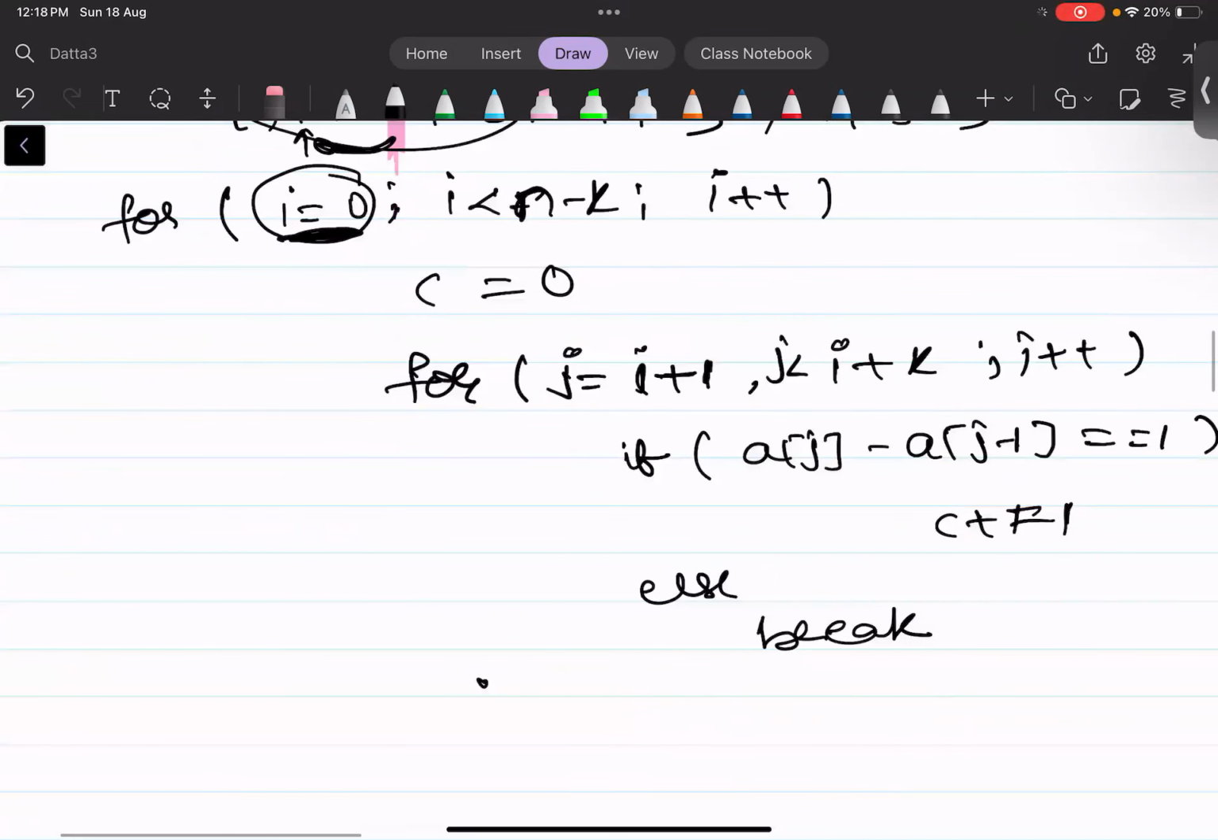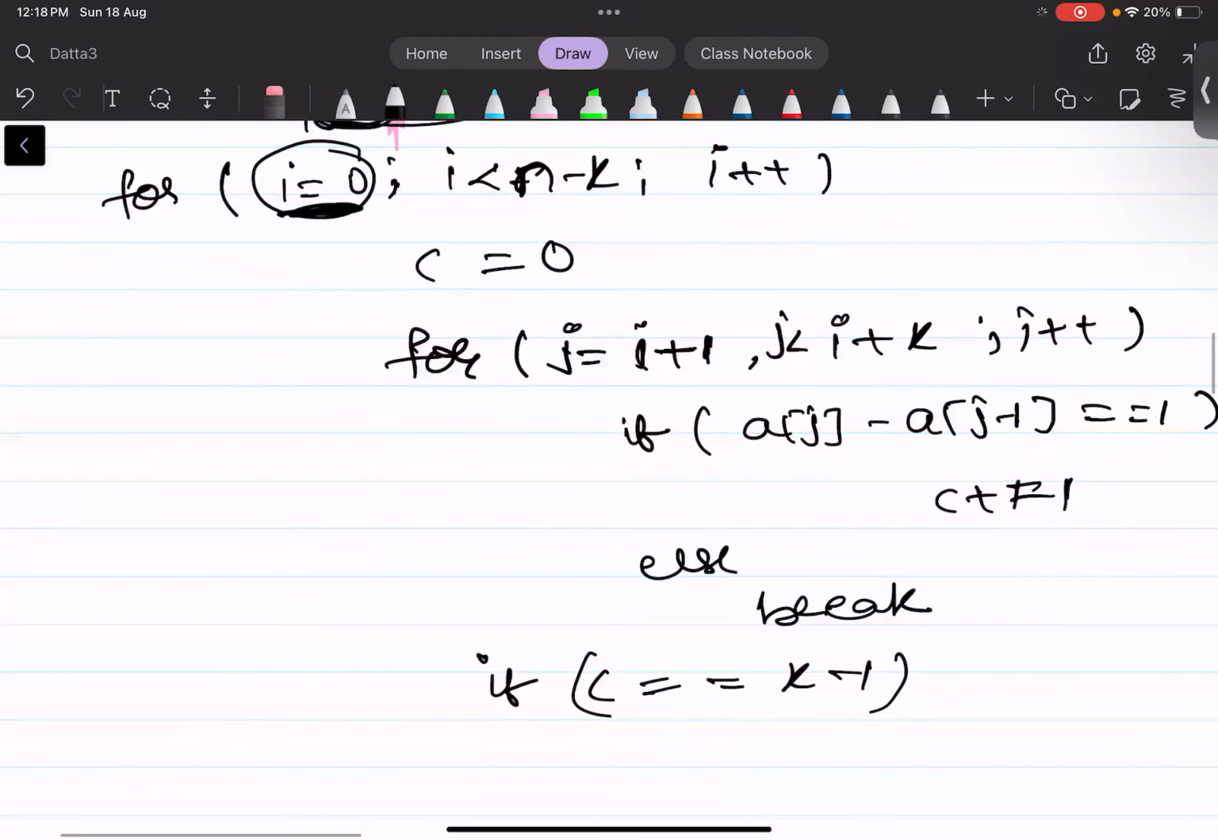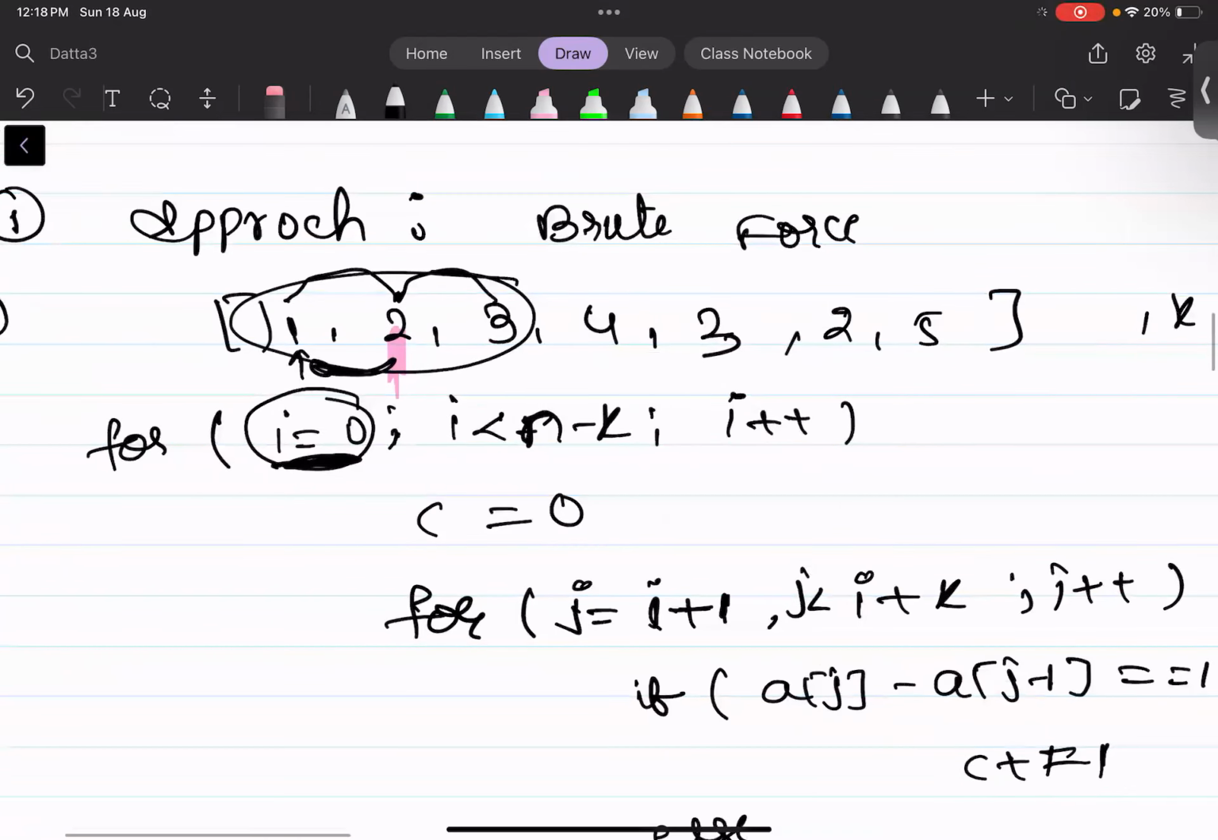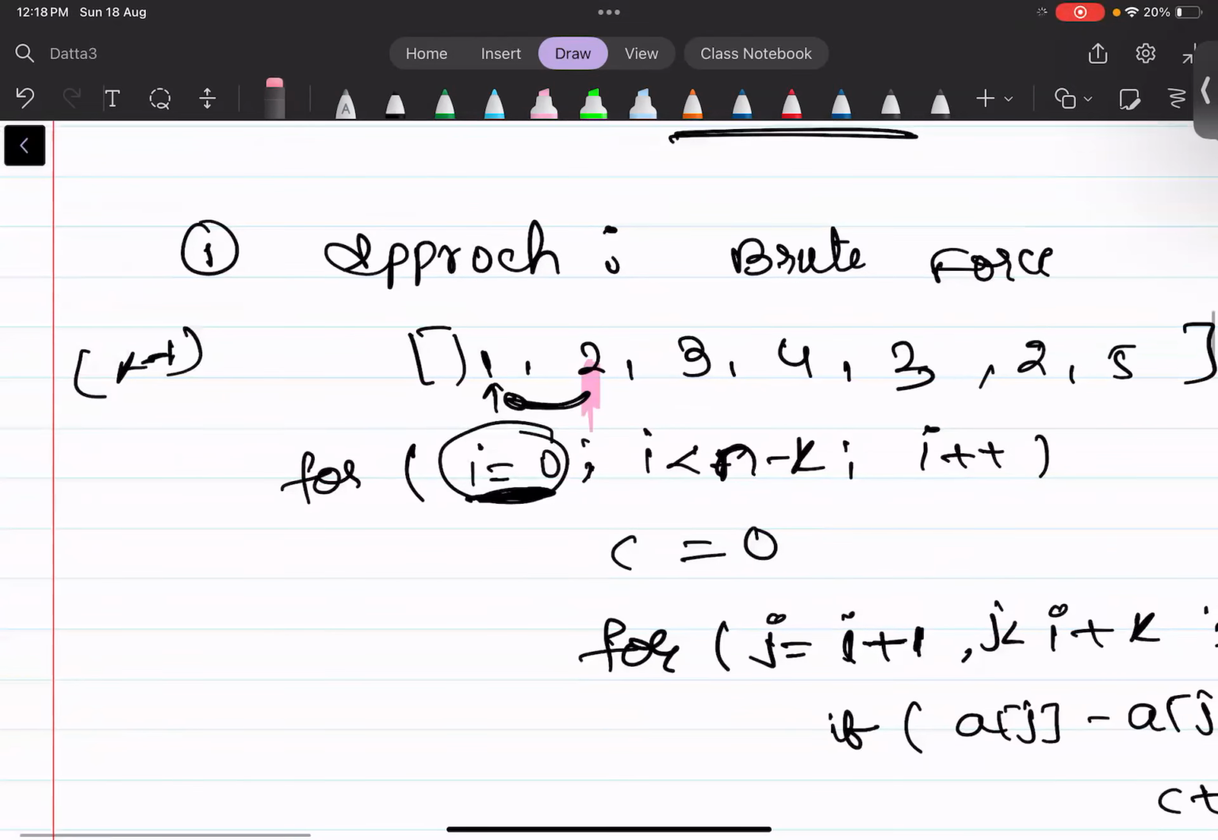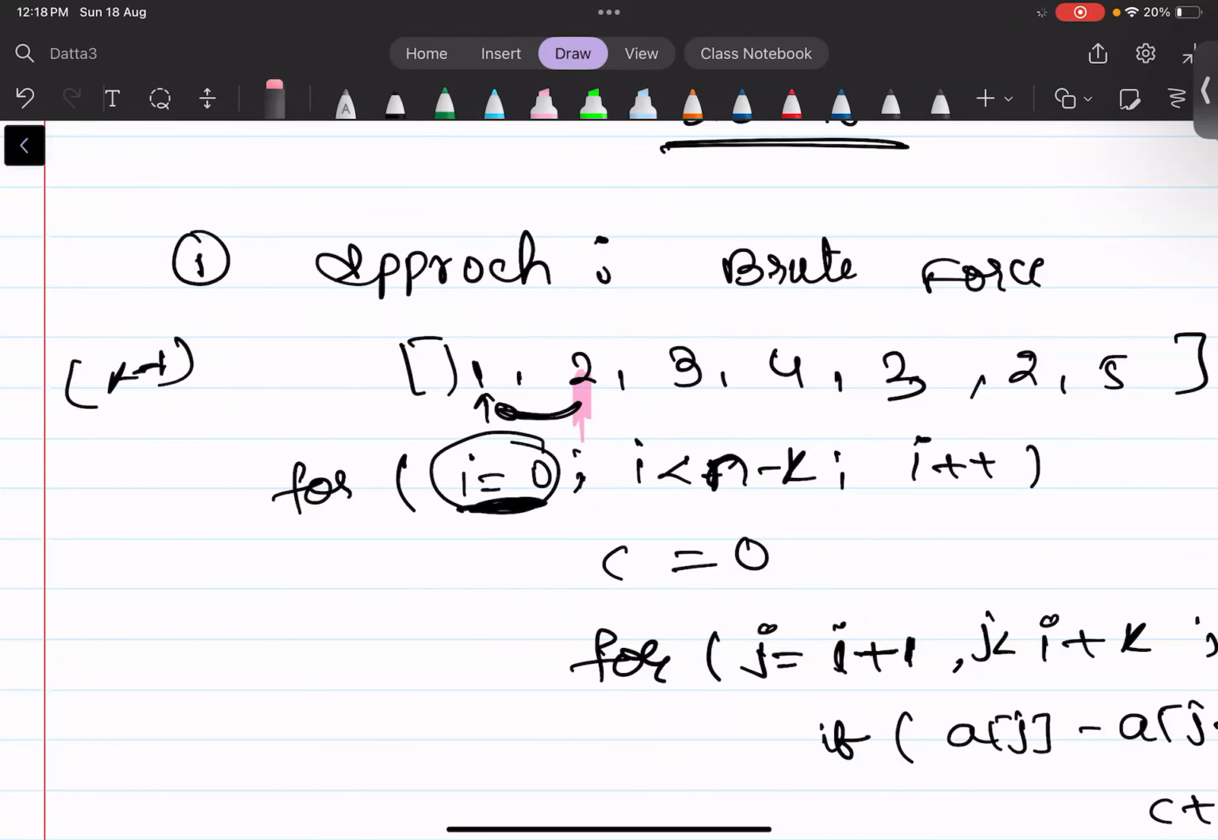Now, if my c is equal to k minus 1, it means I found a subarray. So initially, let's say this is our array, and my i is at 0th index, right? So I'm going to check for subarray starting from 0, and I'm going to check whether the pair of these elements differ by 1 or not. Now 2 minus 1 is 1, so my count will be 1.